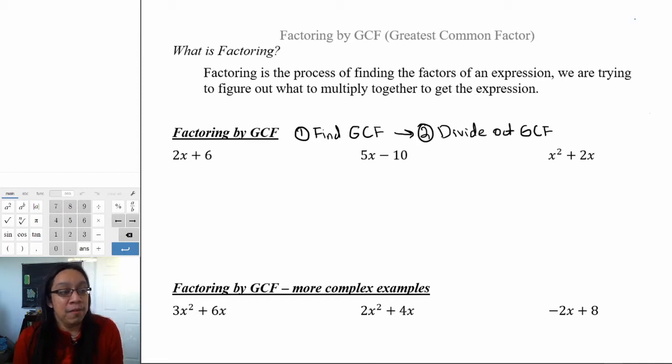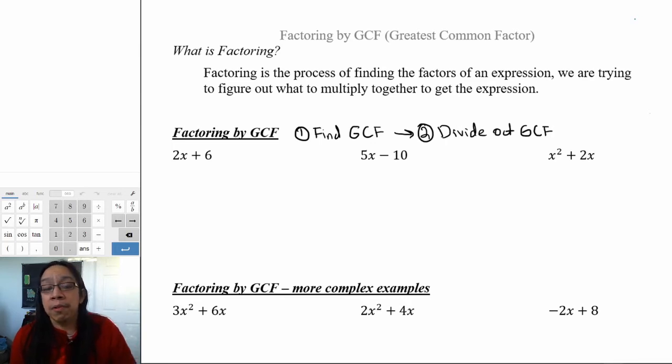So let's look at this first example. We have the example 2x plus 6. So how do we actually start the process of factoring by the greatest common factor? Well, here's what you have to keep in mind. First things first, if you want to try to factor by GCF, you first have to find a GCF in the first place. Once you actually find a GCF, then what we're going to do is take that greatest common factor and divide it out of every single term in our expression.